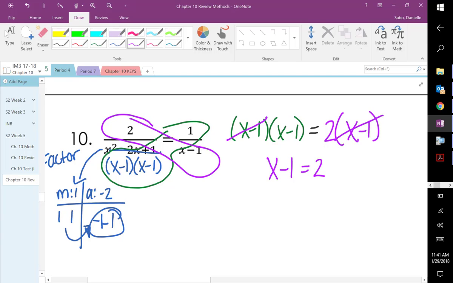What do I do to both sides? You have to add 1. Yeah, add 1. And my final answer is x equals 3. Very good. Okay, there is one almost identical to that one on the exam.